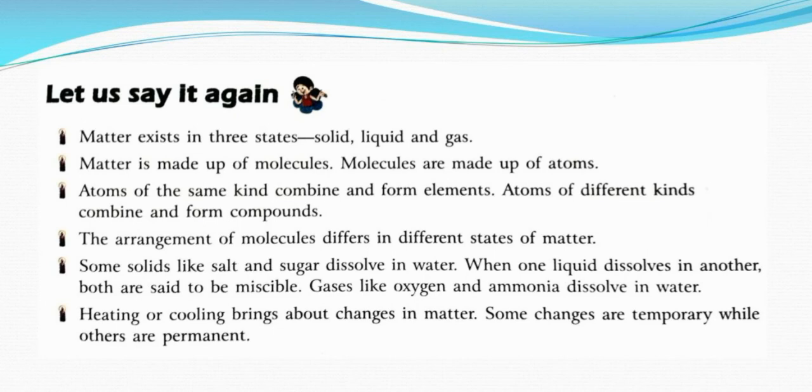We have seen that some solids like salt and sugar dissolve in water, and when one liquid dissolves in another, both are said to be miscible. Some gases like oxygen and ammonia can also be dissolved in water. Heating and cooling brings about changes in matter. Some changes are temporary; those changes are called physical changes, while some changes are permanent; those changes are called chemical changes. So we have completed the chapter.